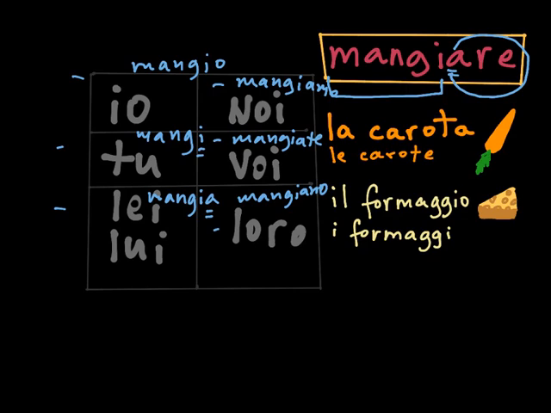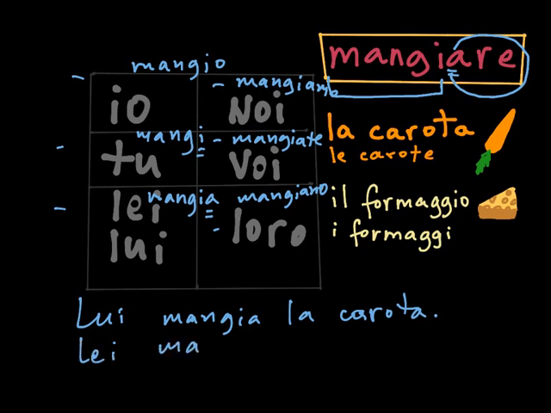You know already subject pronouns, so you could say lui mangia la carota. He eats a carrot. Or you could say lei mangia il formaggio. And then you can make sentences about your own preferences, whether you do or you don't eat something.